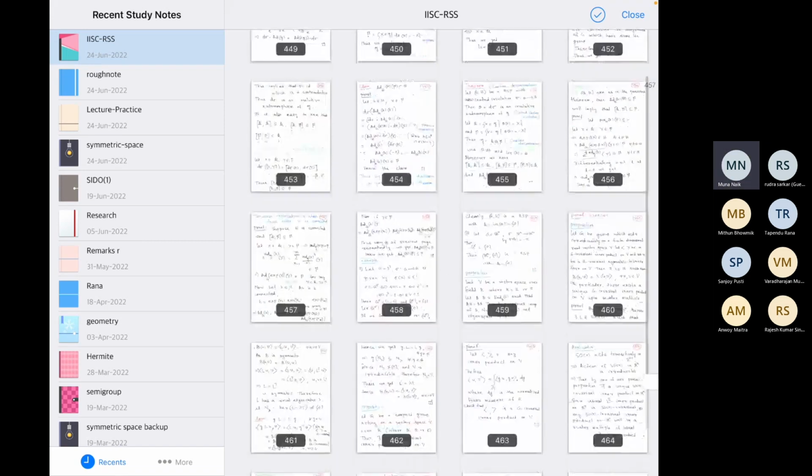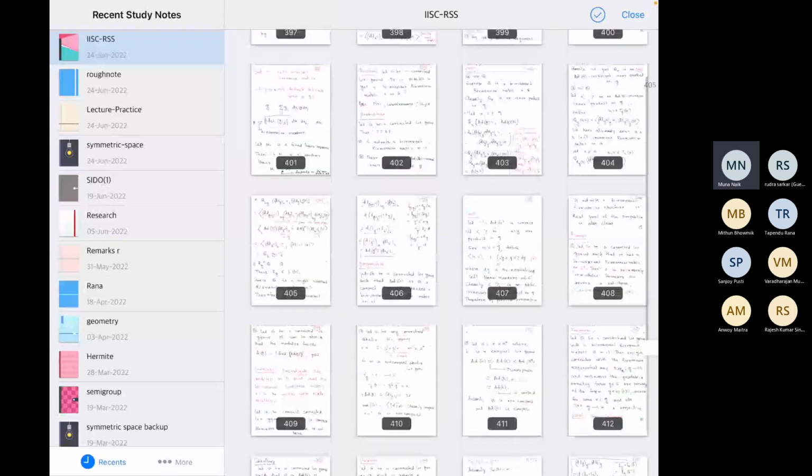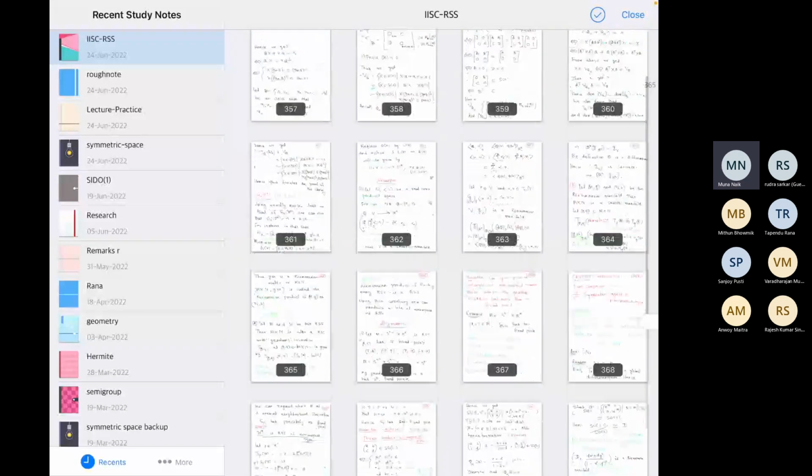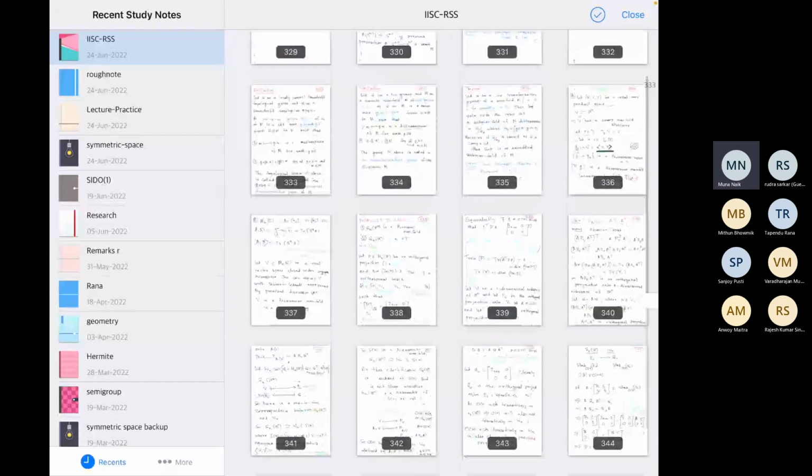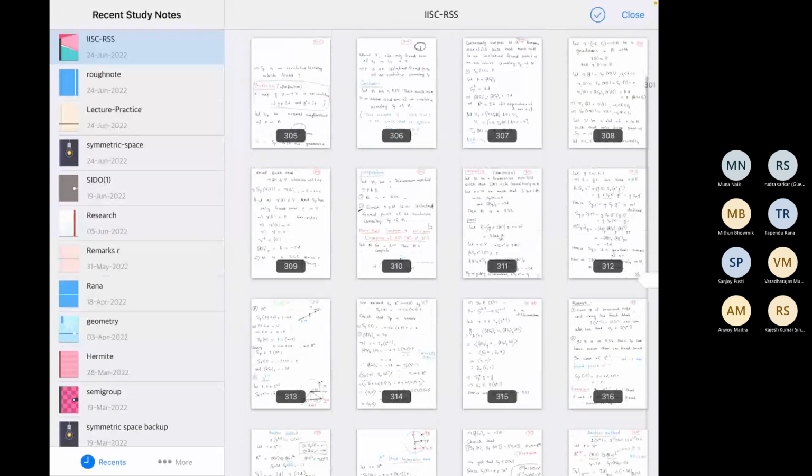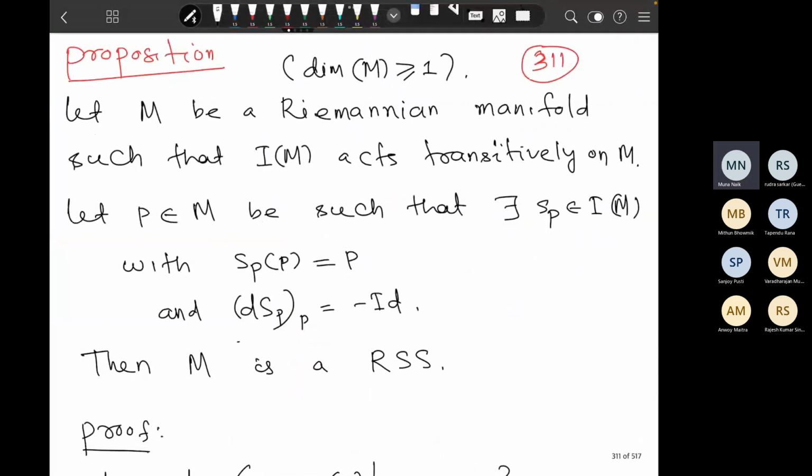So this is the result. Very good. I hope you remember this. So let M be a Riemannian manifold so that I(M) acts transitively on M. Let p belong to M be such that there exists s_p belonging to I(M) with s_p(p) equal to p and d(s_p) at p equal to minus identity. Then we can show that M is a Riemannian symmetric space. So when the isometry group acts transitively on a Riemannian manifold M, it is really sufficient to produce a geodesic inversion at a given point.